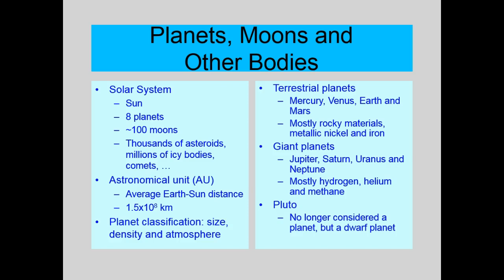Then the giant planets, often called gas giants, Jupiter, Saturn, Uranus, and Neptune, they're mostly hydrogen, which is a gas. Helium, which is a gas. Methane, which most of the time is a gas. Now, when methane is cold enough, and some of these planets are quite cold, it may turn into a liquid or possibly even ice, solid methane.